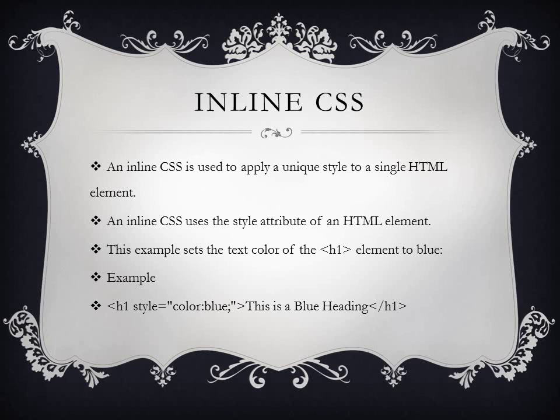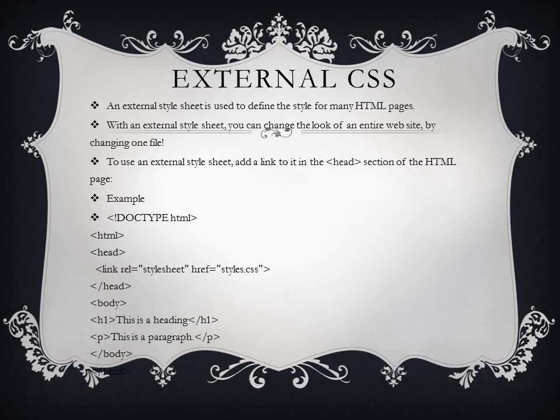An external style sheet is used to define the style for many HTML pages. With an external style sheet, you can change the look of an entire website by changing one file. To use an external style sheet, add a link to it in the head section of the HTML page. An example is given below.